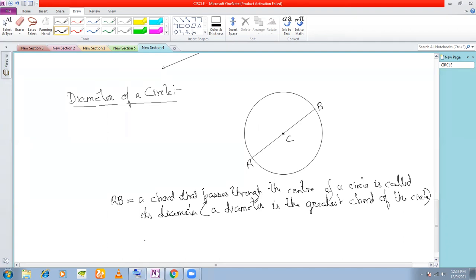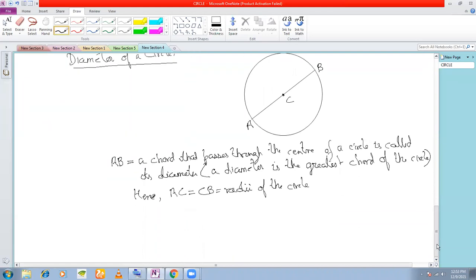So here, what can you say about AC? And what can you say about CB? AC and CB are called the radii of the circle, right? And because we know that diameter is equal to twice the radius, we can write the length of the diameter AB must be equal to twice the radius AC, or twice of CB also.